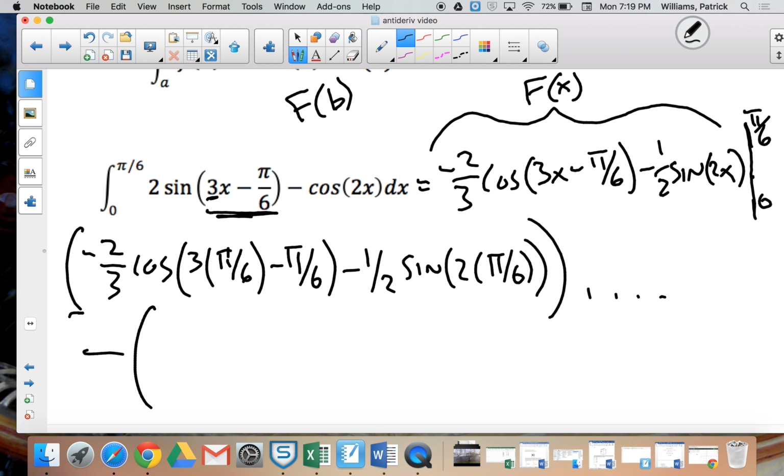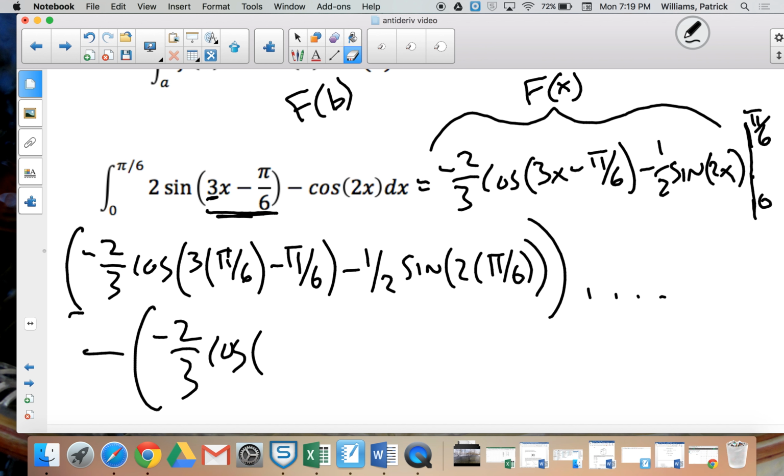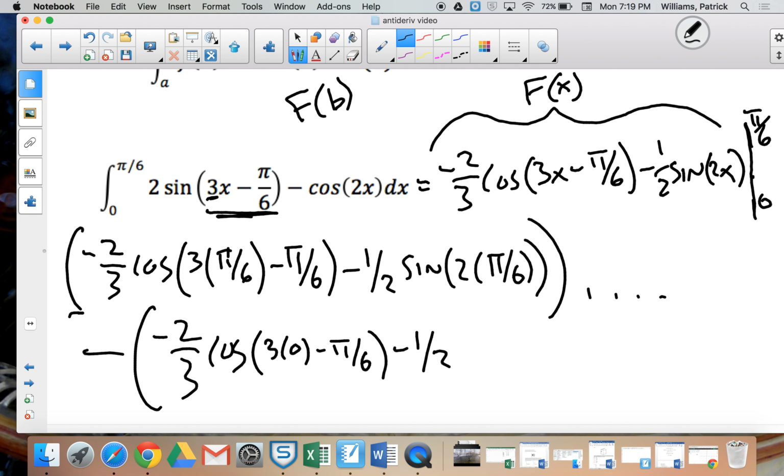So we will have minus, parentheses, negative 2/3 cosine of 3 times 0 minus pi over 6, minus 1/2 sine of 2 times 0. Close it all off, and there we go. Notice again that because I put these parentheses right here, it reminds me to distribute that minus sign. So both of these things become positive. Now, if you forgot to do that, it could have been really easy to make a mistake.